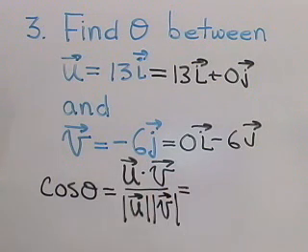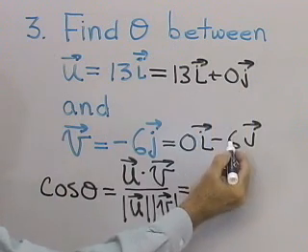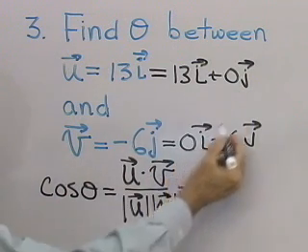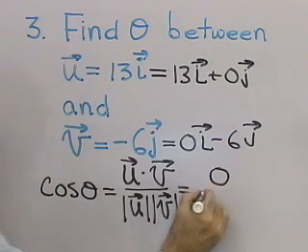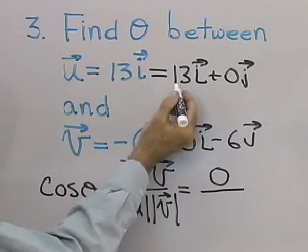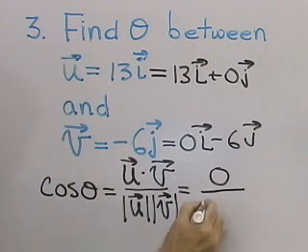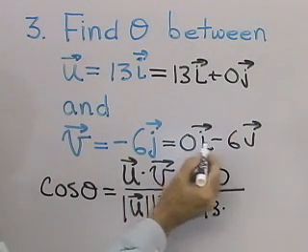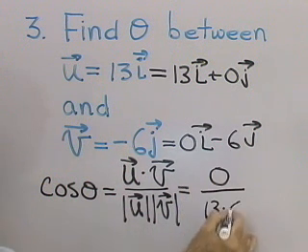Well, the dot product is easy to find. I'll just multiply my horizontal components and multiply my vertical components. You see I have 13 times 0, which is 0, plus 0 times negative 6, which is 0, so I end up with 0. Now, if I was to write down the magnitude of u, I would have the square root of 13 squared plus 0 squared. That would end up to be just 13. And the magnitude of v would be 0 squared plus negative 6 squared, the square root of all that. That would come out to be 6.